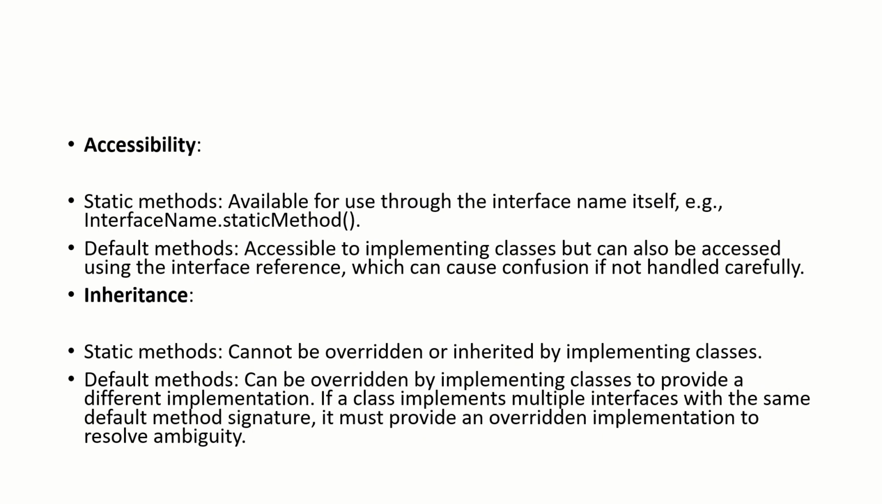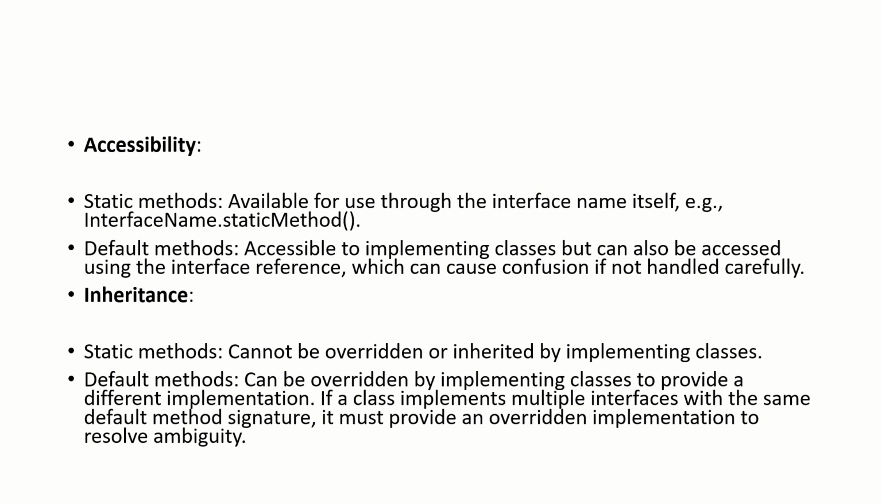Okay, now coming to the accessibility, how the static and the default methods are being accessed. Static methods are available for use through the interface name itself. Example, interface name dot static method name. Coming to the default method, it is accessible to implementing classes, but can also be accessed using the interface reference. For that, you have to create a reference of the interface, and then directly you can call that default method, which can cause confusion if not handled carefully.